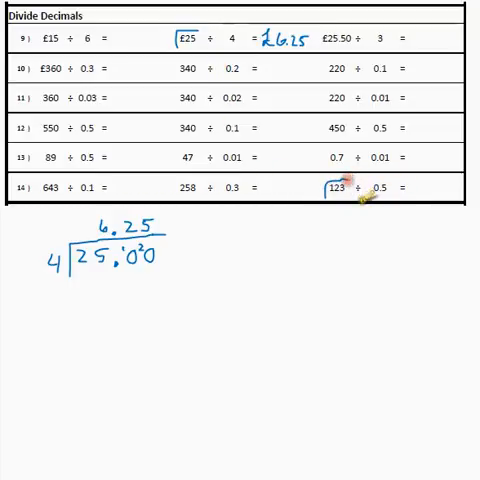The first one go under the bus stop, but I don't know my 0.5 times table. I want to make it a 5 by timesing by 10, so I need to times by 10 here. That is 1230 divided by 5. First one under the bus stop. 1230 divide 5. 5 goes in 1, it cannot.